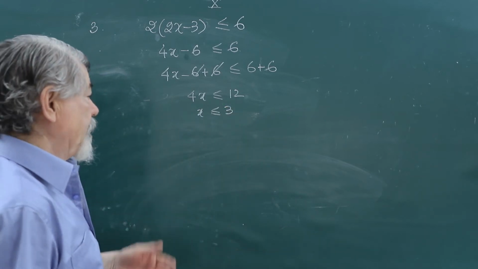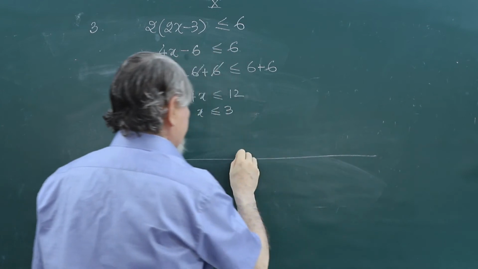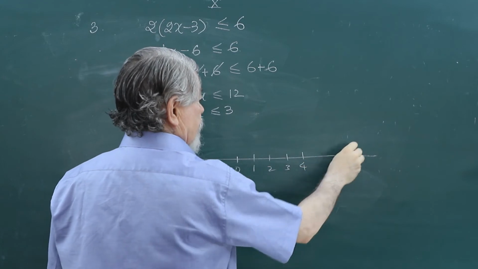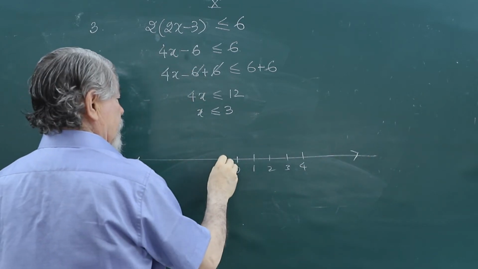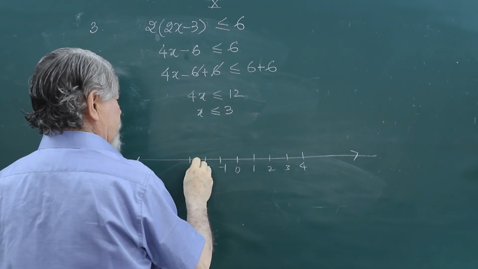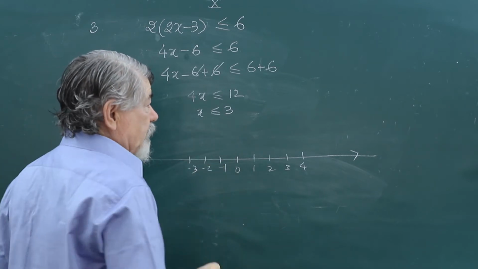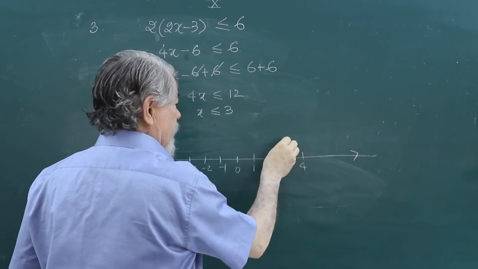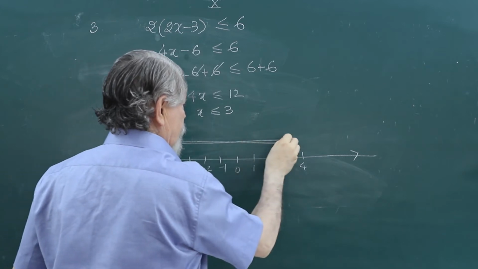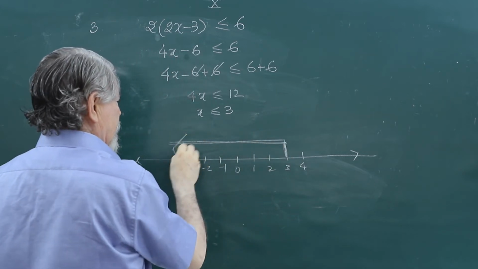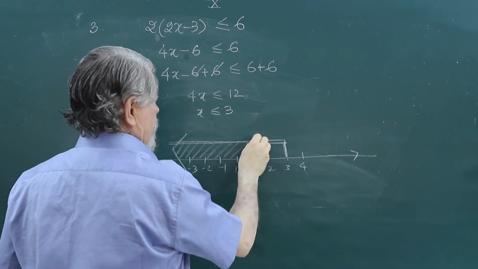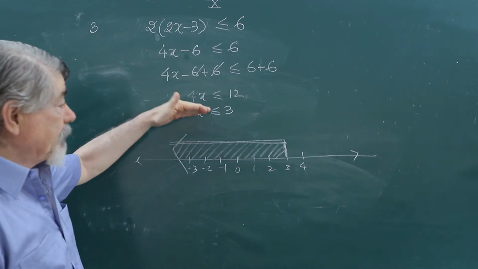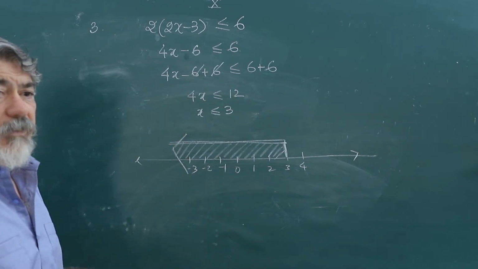4 3s are 12. Again, the number line: 0, 1, 2, 3, 4. It's going to infinity. Minus 1, minus 2, minus 3. x is less than or equal to 3. It is equal to also, that is why a line on top of 3, and less than to this side. This will represent the set that x is less than or equal to 3 on the number line.